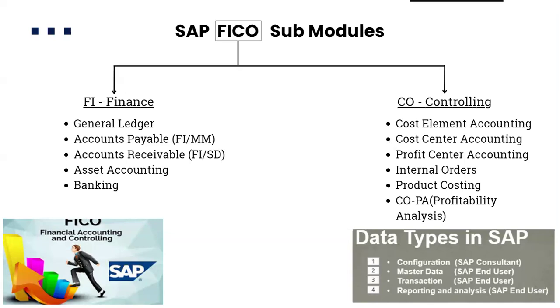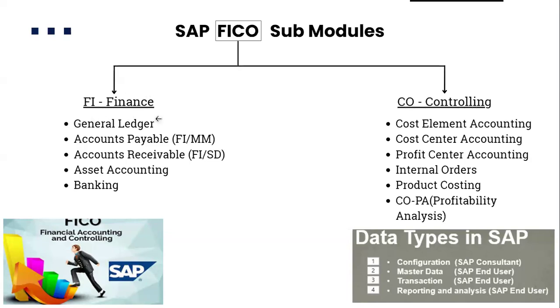I want to have product-wise expenses, department-wise expenses. I want to see whatever expenses I have incurred for a particular item. I want to see order-wise profitability, sales order-wise profitability. All these things we can see in the controlling part. So controlling is for internal business. Finance is for external business, external reporting purposes.